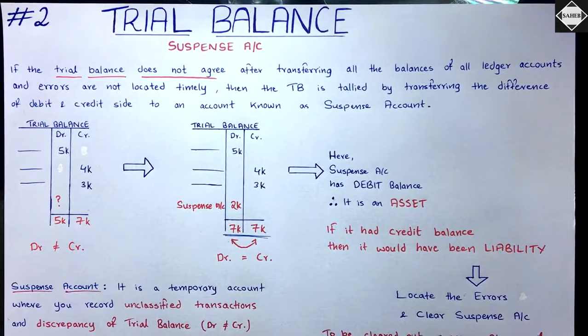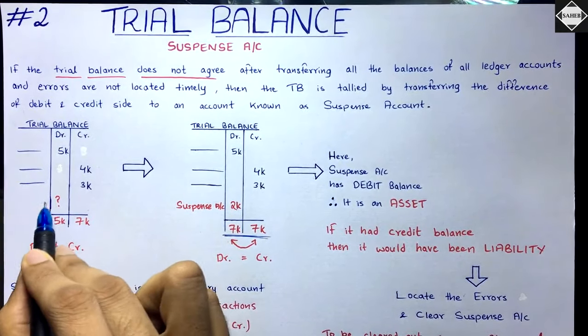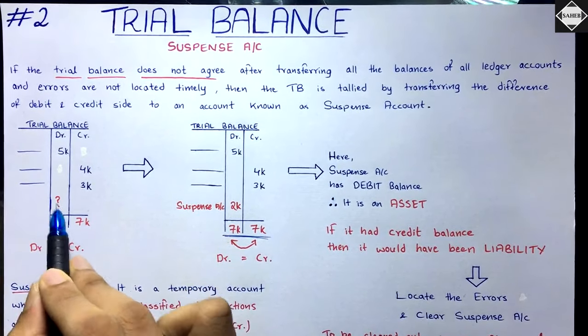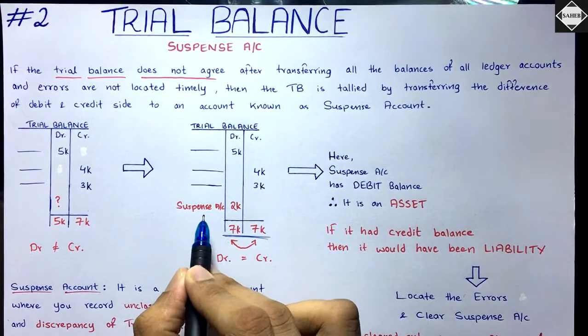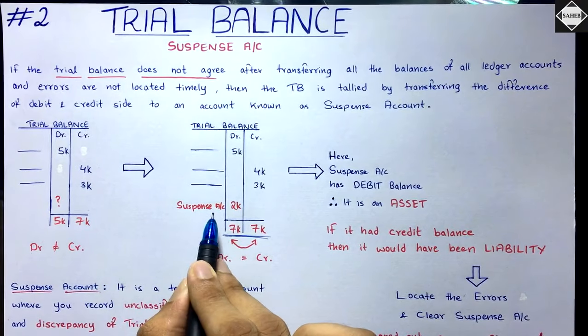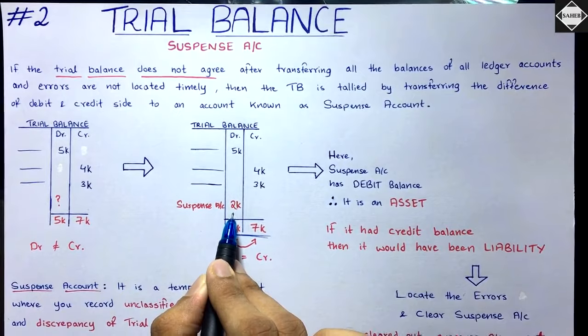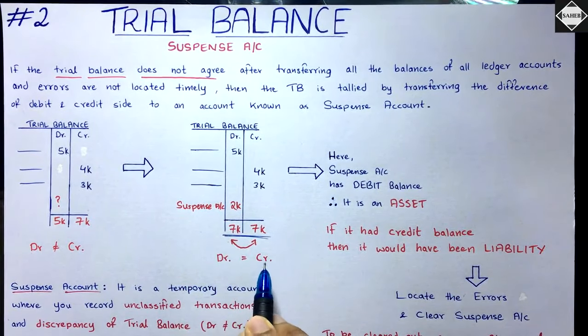And how are you going to do that? That shortfall which you have on the debit side of 2,000, you have to fill that deficiency. You have to fill that gap with the suspense account, this virtual account. This temporary virtual account you will open, suspense account, and you will fill that deficiency of 2,000. When you fill that up, what will happen? 7,000, 7,000. It will be equal. Debit side will be equal to credit side, and you will continue finalization of accounts.